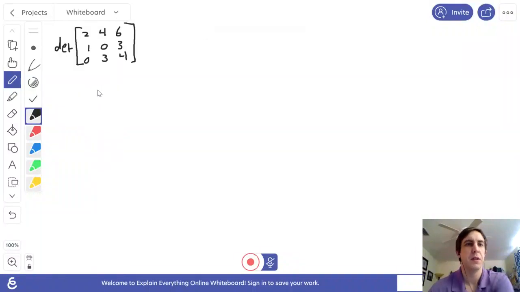In this video, we're going to see how to use row operations to simplify our determinant calculations. So to compute the determinant of this 3 by 3 matrix, we might look at this and notice that the first row is entirely divisible by 2. So we might think that dividing the first row by 2 is going to simplify our calculations.